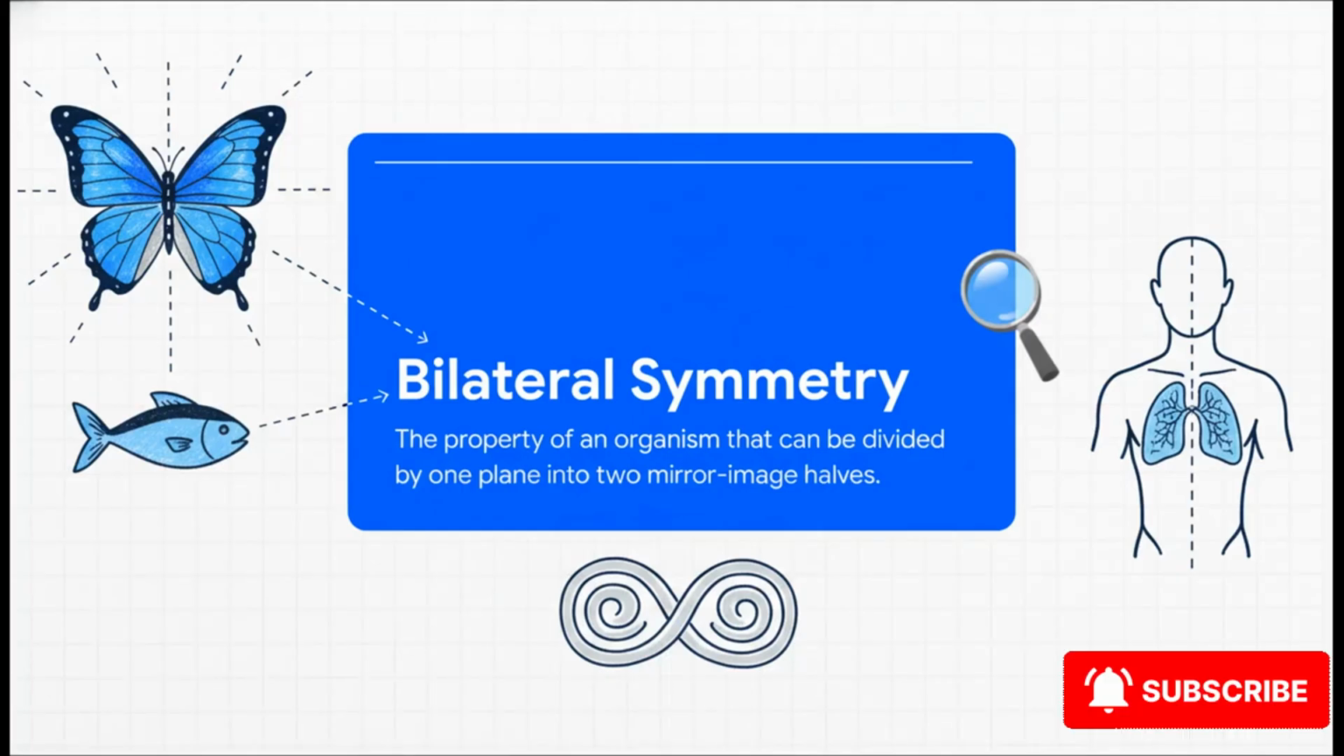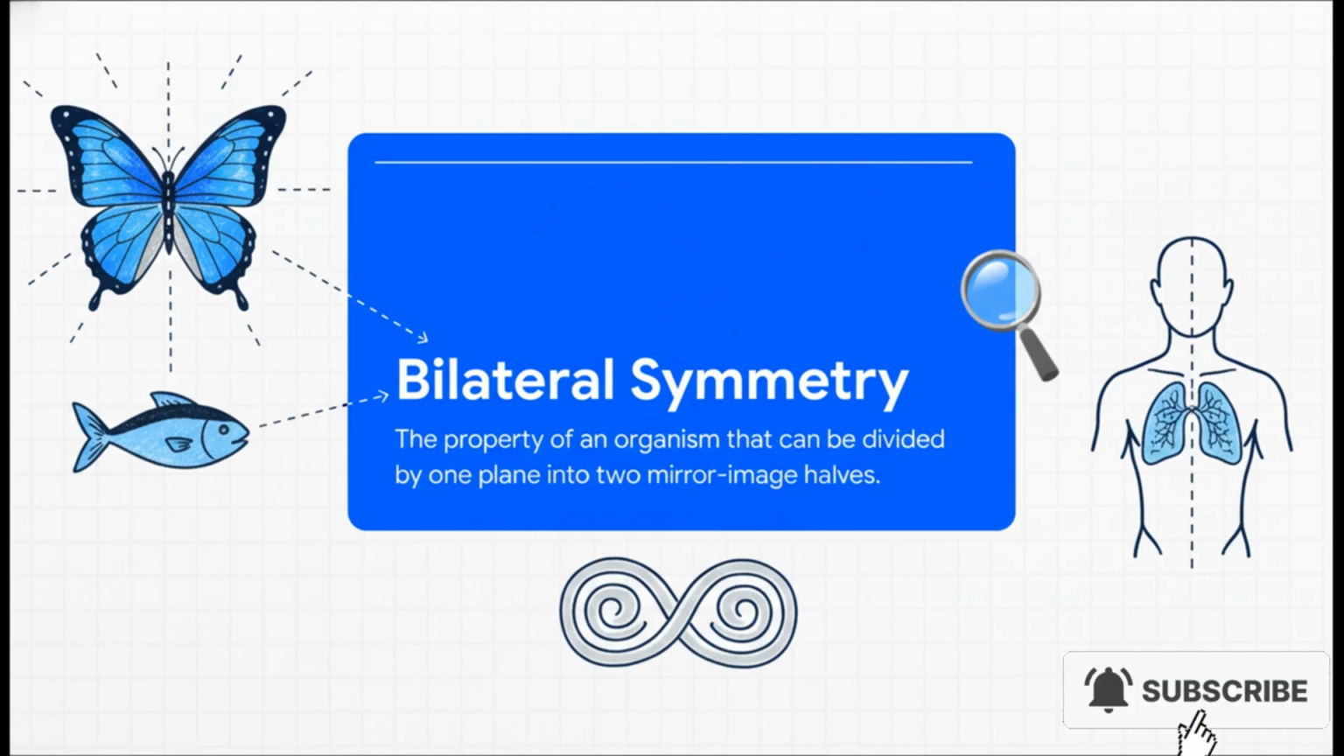Okay, the key term here is bilateral symmetry. It's a big phrase for a simple idea. It just means that you can divide an organism with a single line right down the middle and get two halves that are essentially mirror images. Think of a butterfly, a fish, or, well, us.